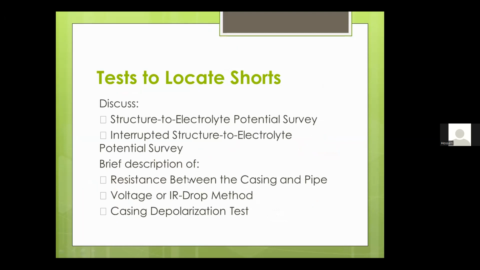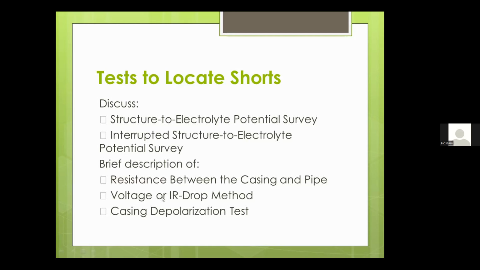The tests to locate the shorts are the structure to electrolyte potential survey, also interrupted structure to electrolyte potential survey. We can also measure the resistance between the casing and the pipe. If the resistance is a very small value, it gives an indication of a short between the pipeline and the casing. If we have a high value of resistance, this may indicate an isolated situation.